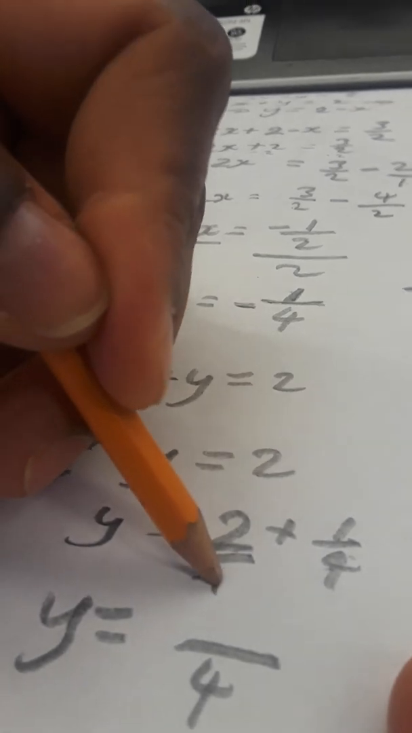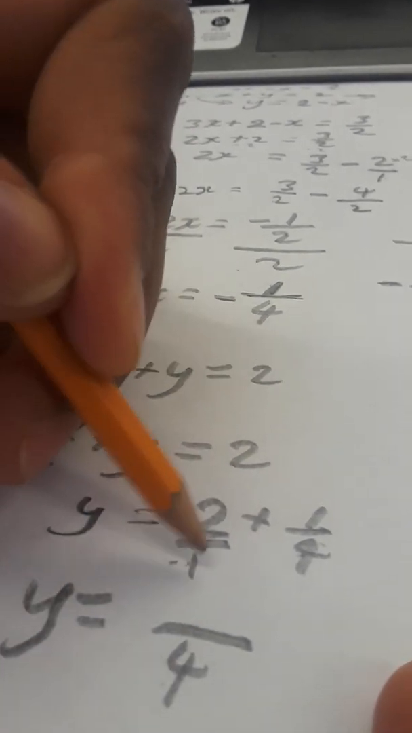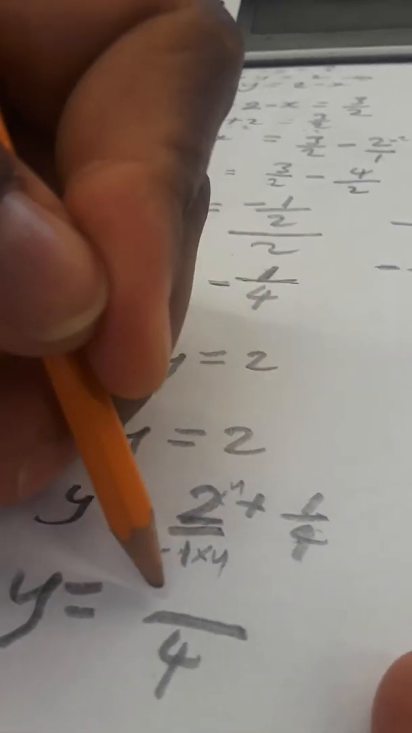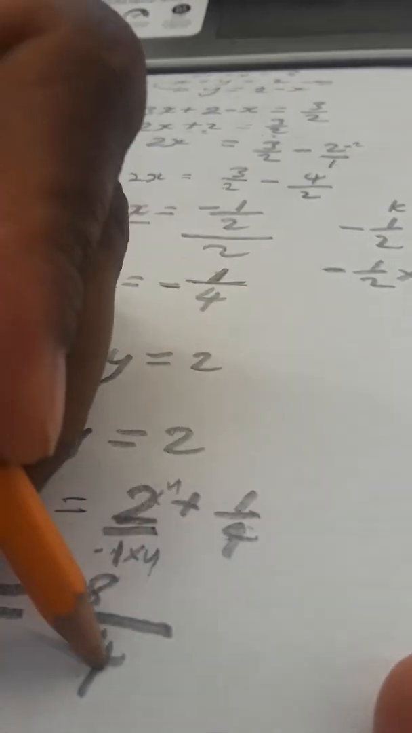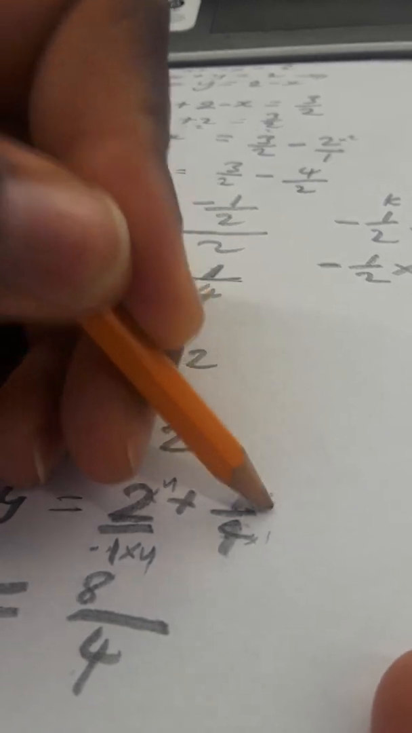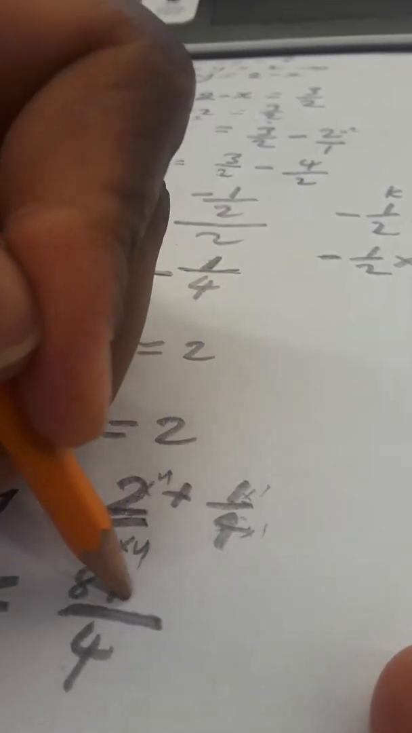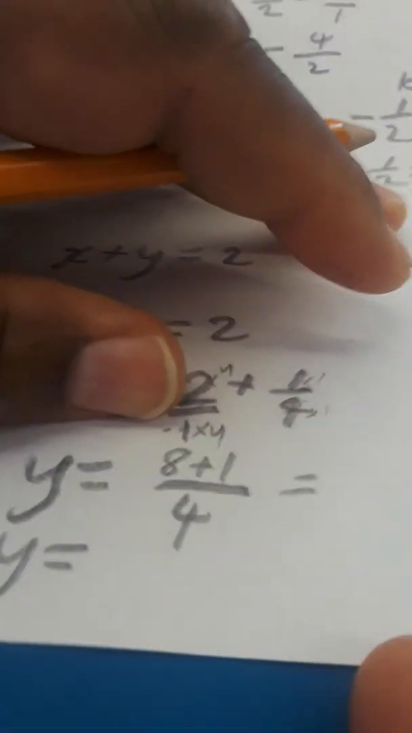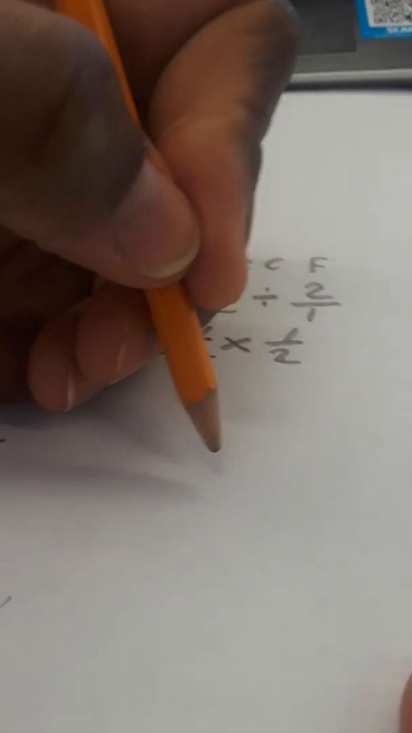And then how did I get from 1 to 4? Well, I multiply 1 by 4, so I multiply 2 by 4. So that's 8. How did I get from 4 to 4? I multiply 4 by 1, and I multiply 1 by 1, so that remains the same. So that's plus 1. So my y will be equal to 9 over 4. So here's my solution.